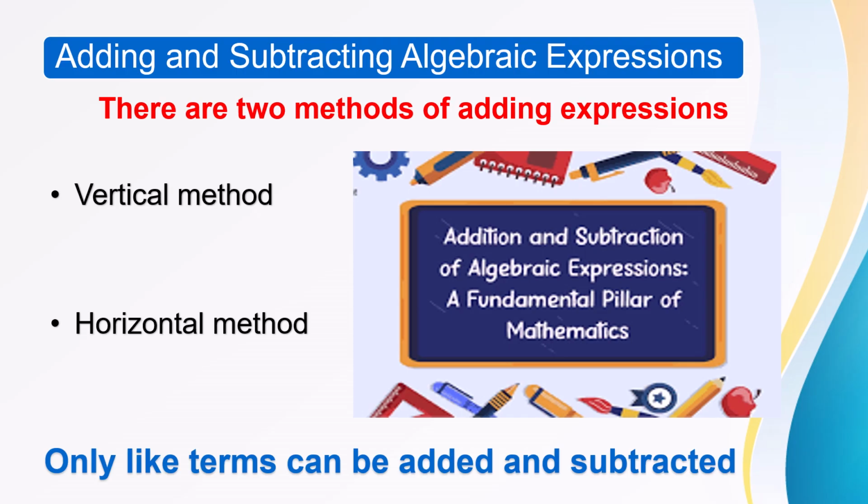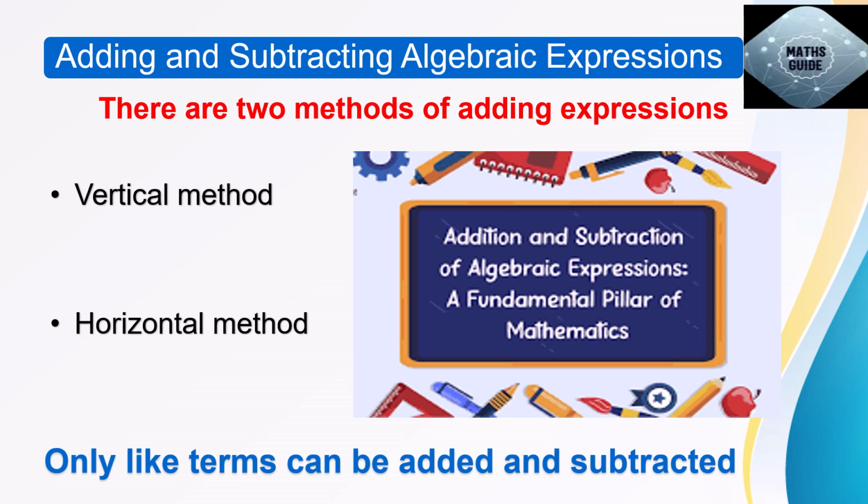There are two methods of adding and subtracting algebraic expressions. First is the vertical method and the second is the horizontal method. Addition and subtraction of expressions is very easy, but we have to remember one thing, that we can only add or subtract like terms, and unlike terms cannot be added or subtracted in algebra.